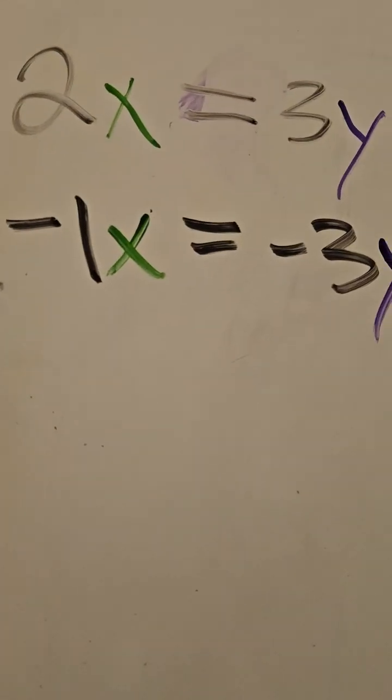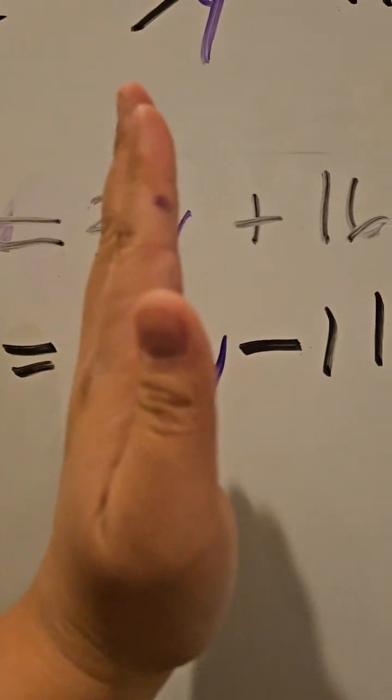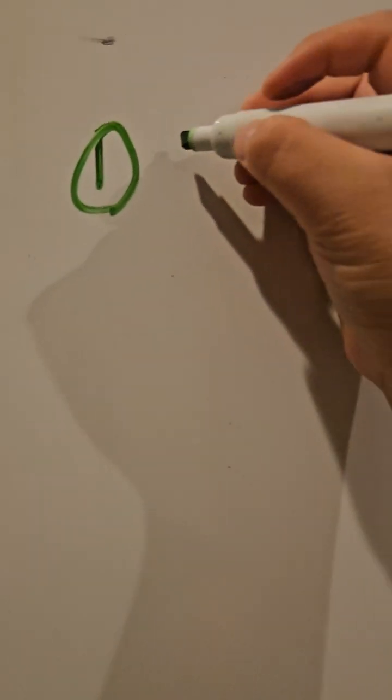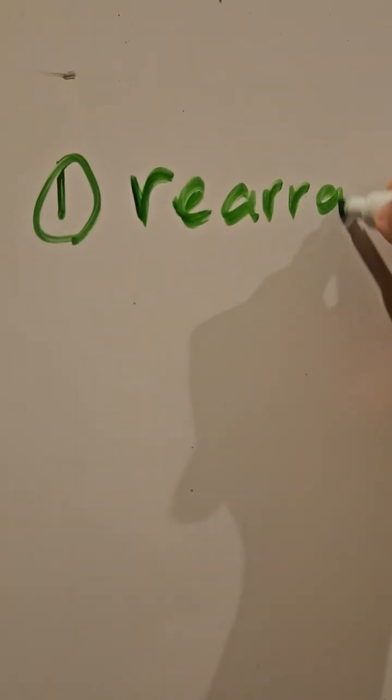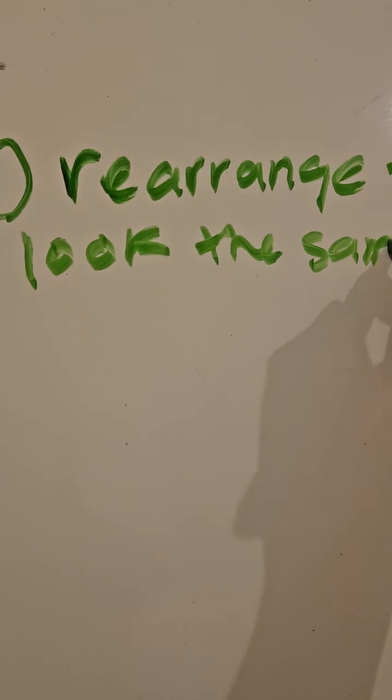So far we did step 1, which was to find out if the variables are on the same side, and we added the y to the other side to make them look the same, so that y and the coefficient are on the same side, and on the other side of the equal sign were all the x's. So rearrange to look similar, or look the same.